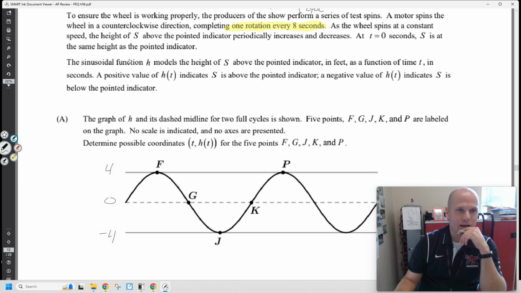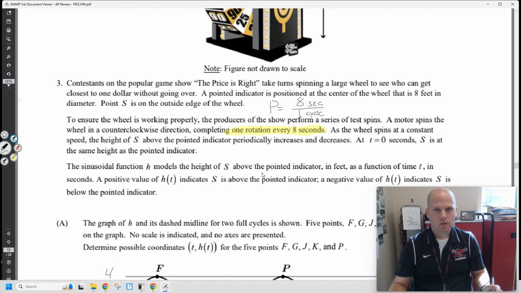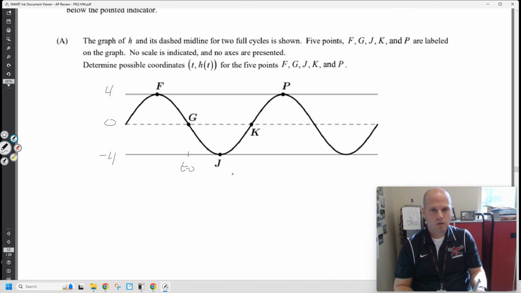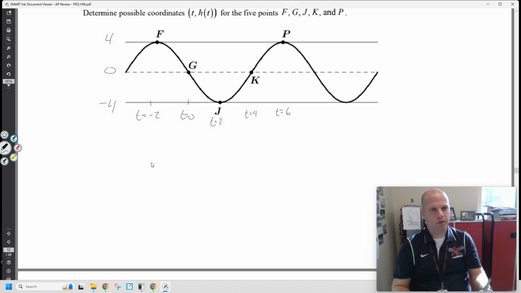S is at the same height as the pointed indicator. 8 seconds per cycle, so each step will be 2 seconds. So this is 2, this is 4, this is 6. Back to where we start, this will be -2. We're good.